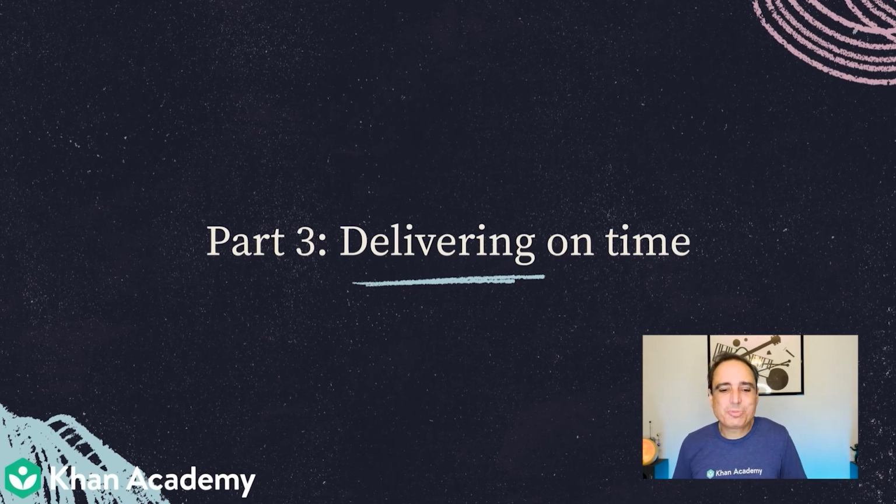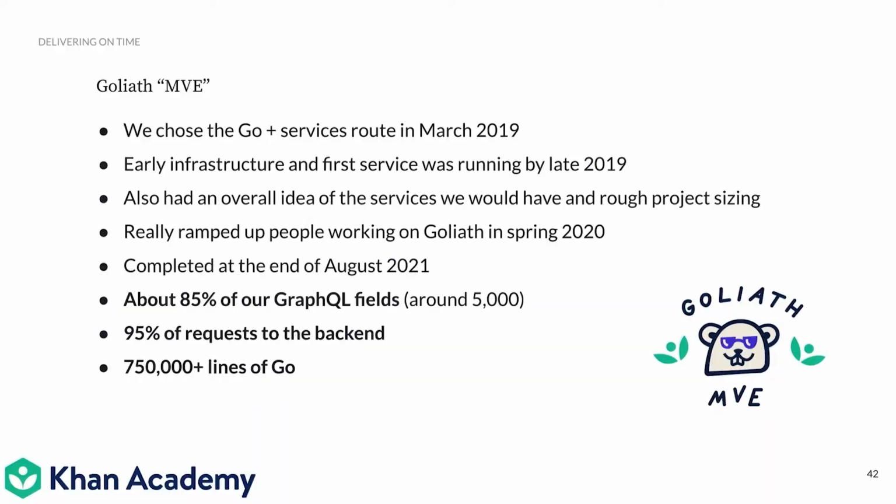How did we do this project? So Goliath MVE, basically a little timeline. It was March 2019 when we made the decision that we're going to go with Go and services in this project. We had spent the rest of 2019 basically building early infrastructure and the first service to kind of prove it out. We had an overall idea of what the services would look like. And then spring 2020 is when the team really ramped up, when we had full staffing on the project. And we completed it at the end of August 2021.